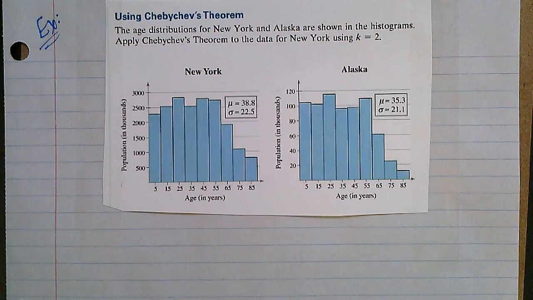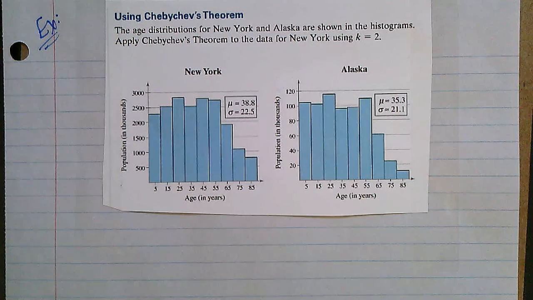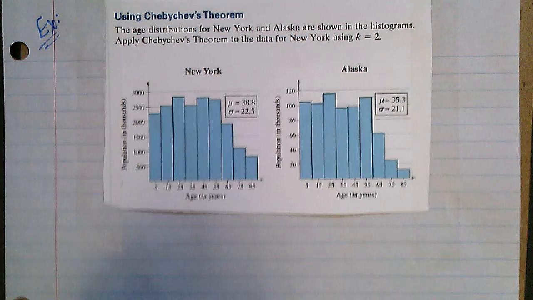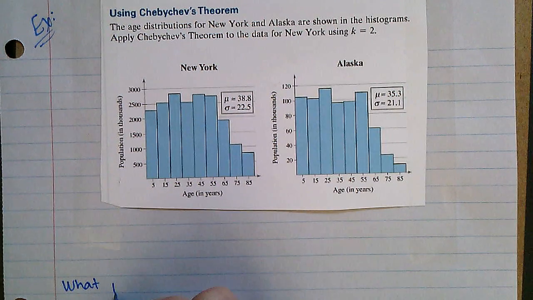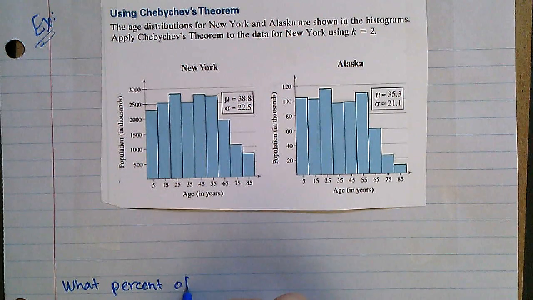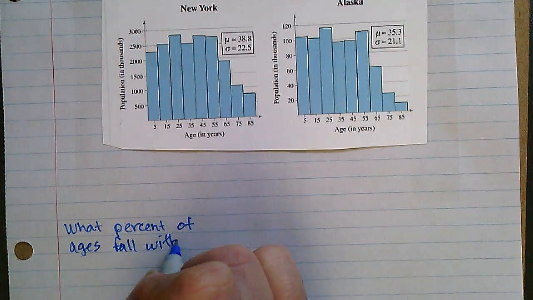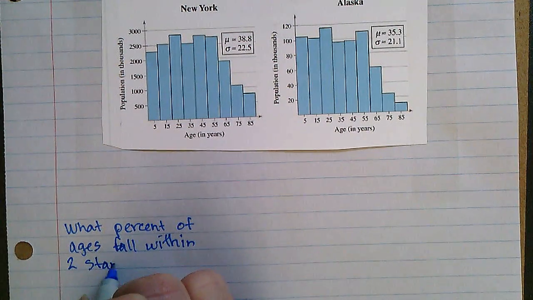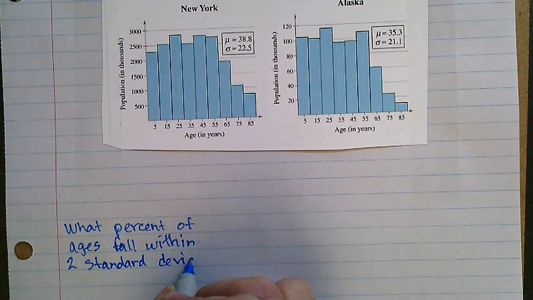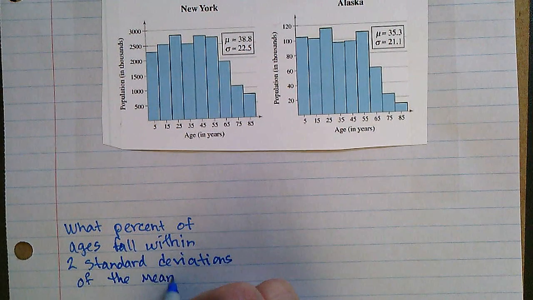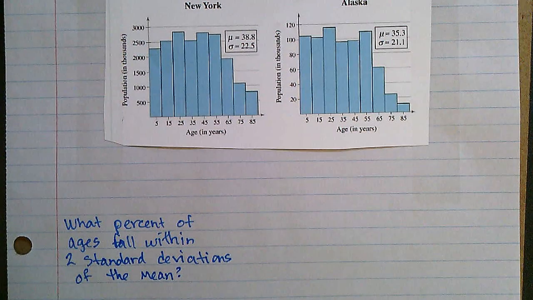So what we want to do is figure out, well, there's no question asked here, but I'm going to write a question down here. What I want to know is what percent of ages fall within 2 standard deviations of the mean. So let's work with the data for New York.